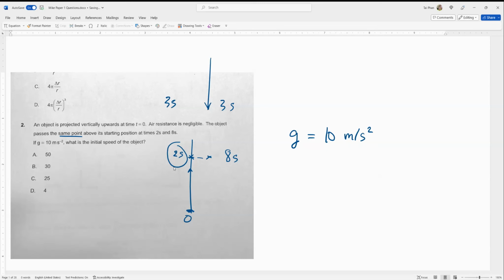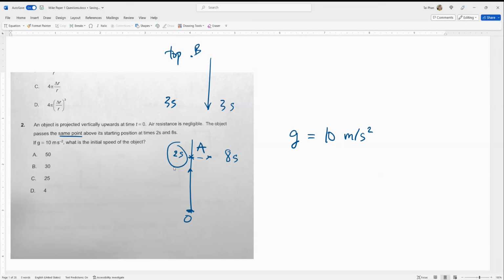Let's call this position A. It takes 2 seconds to go to this position, and then another 3 seconds to go to the top, and then 3 seconds to fall back again to position A. So the total time is 6 seconds. It is 3 seconds going up from A to B, and then 3 seconds falling down from B to A.